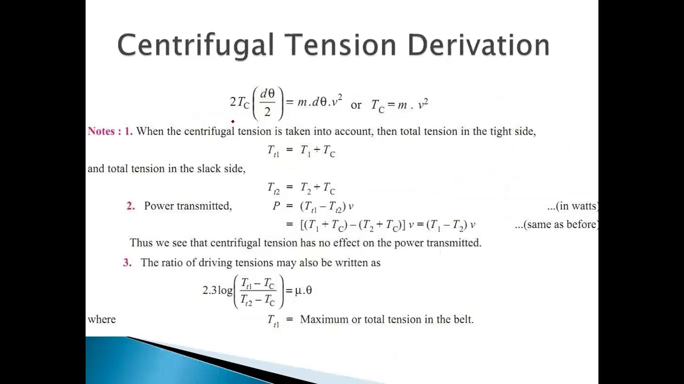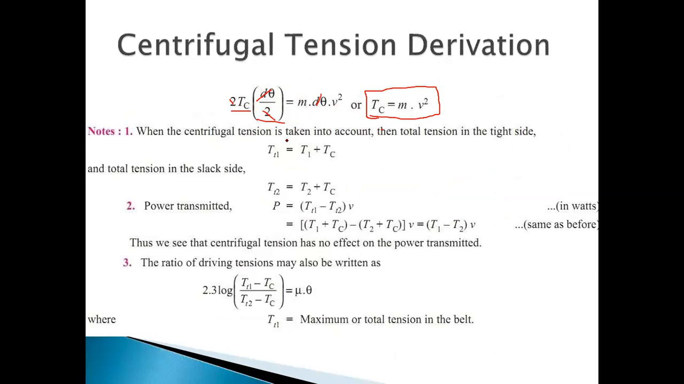Same here. See, sine d theta by 2 is converted into d theta by 2. 2 times Tc is here. Here the 2 is going to be cancelled, right? So Tc into d theta is equal to m d theta v square. Also d theta and d theta are going to be cancelled. So Tc is equal to mv square. So the centrifugal tension generated in the belt at the slack side and at the tight side is Tc equal to mv square. Note, this is important for the centrifugal tension.